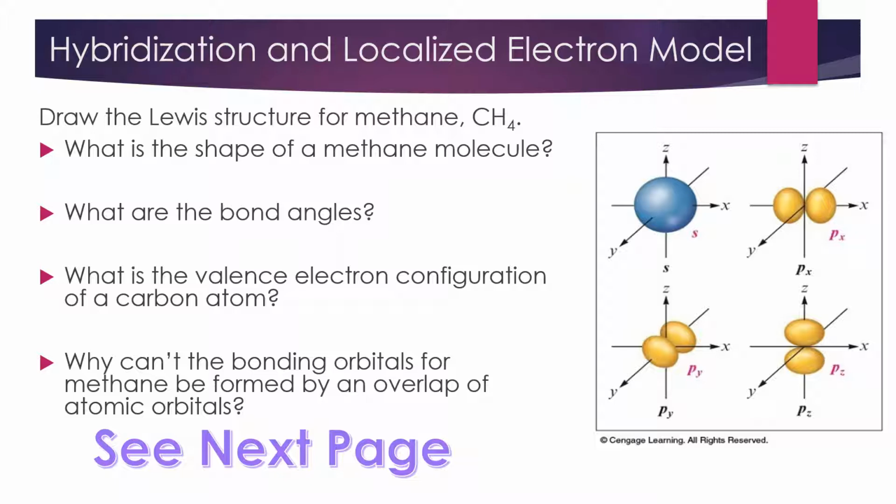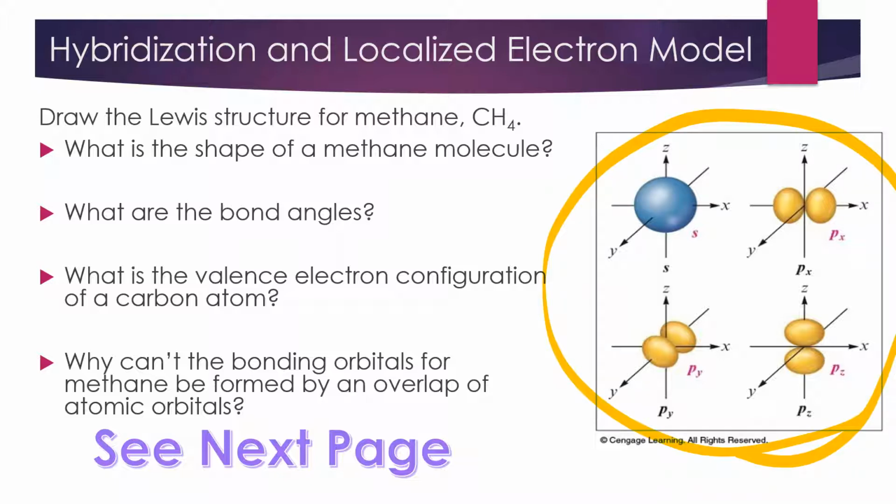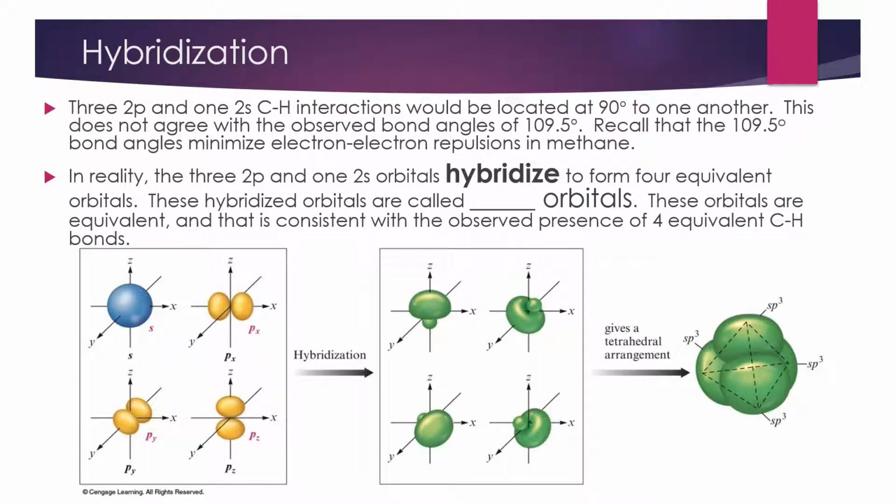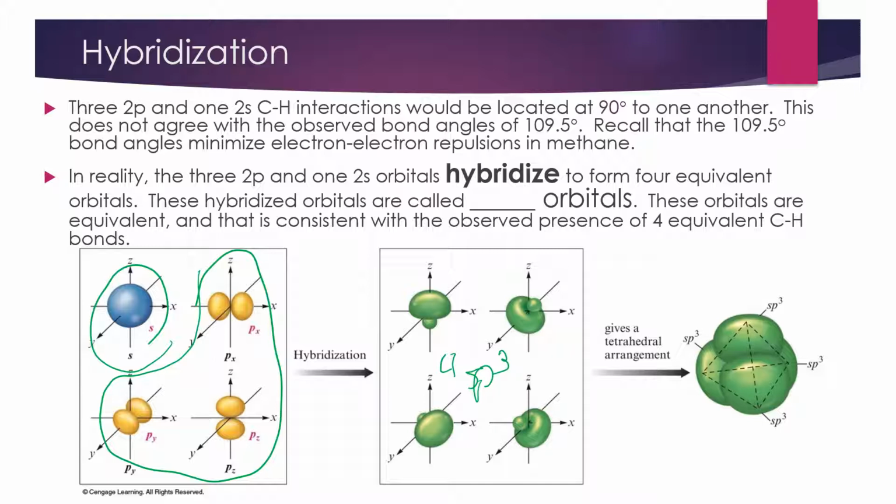Hybridization is when the S and P orbitals kind of blend together to make new orbitals. And because they're blending together, we call them hybrid orbitals. Hybrid means to mix or fuse together, and that's what's going on here. So if you are mixing an S orbital and 3 of the P orbitals together, you make 4 sp3 orbitals.